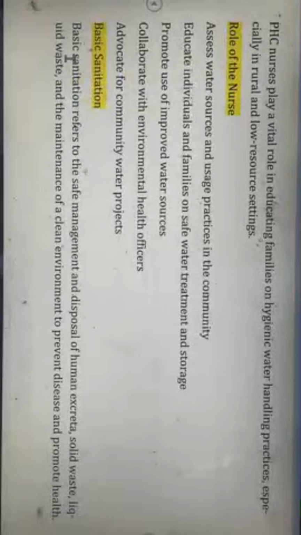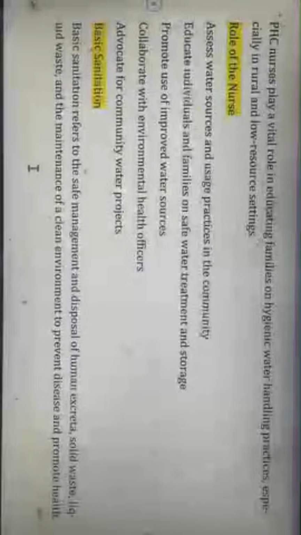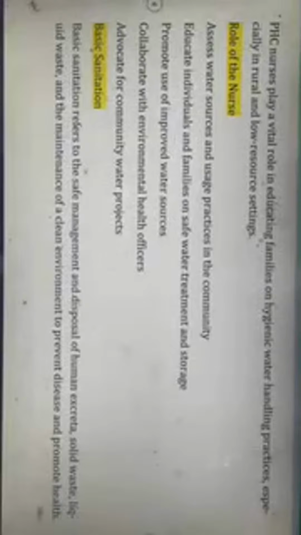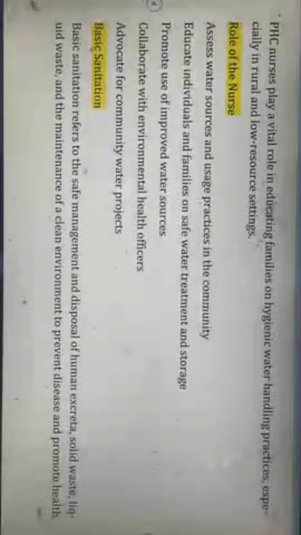So basic sanitation. Now I'm bringing out the key places you can see in your exam. Like I said, this exam is going to be tough. So please read very well. Read very well. So basic sanitation. Basic sanitation refers to the safe management and disposal of human waste, solid waste, liquid waste, and maintenance of clean environment to prevent what? Diseases. Are we together?